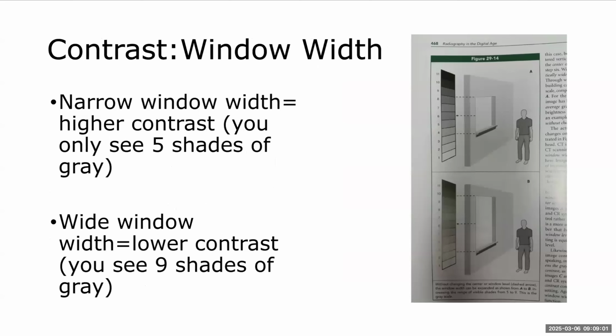So the window width, again, is what allows you to adjust your contrast. I like this example. You can see that a narrower window width gives you higher contrast. With a wider window width, you have lower contrast. There are just more shades of gray there that can be displayed.